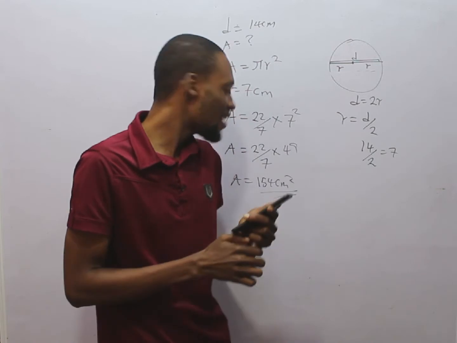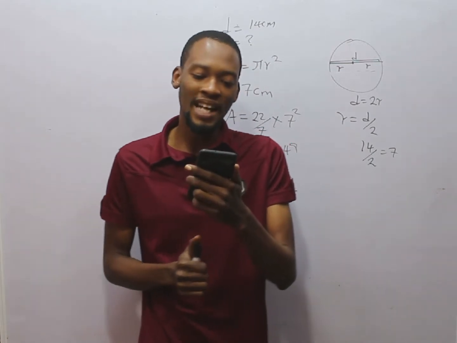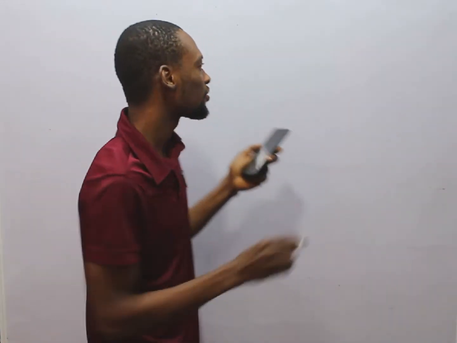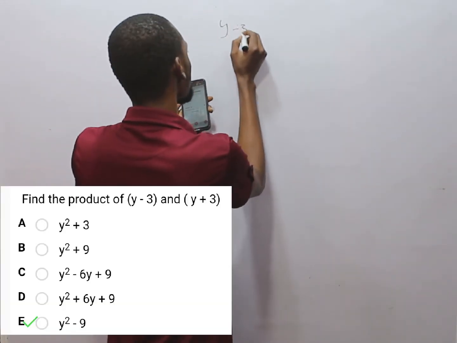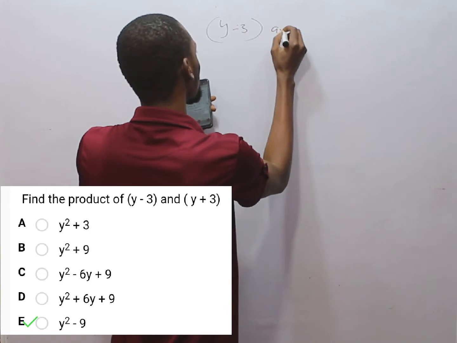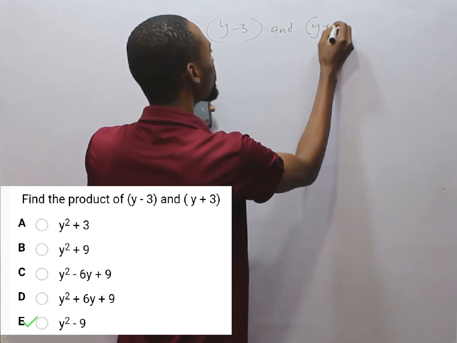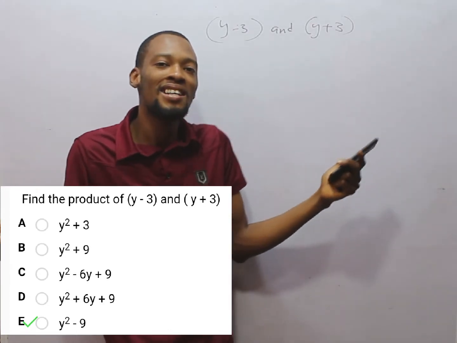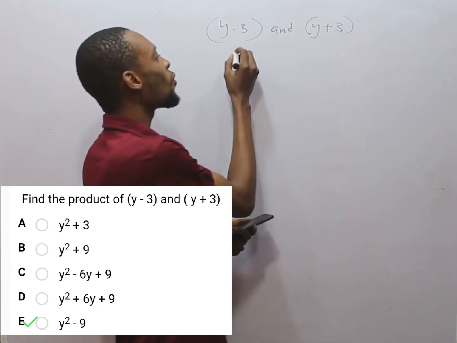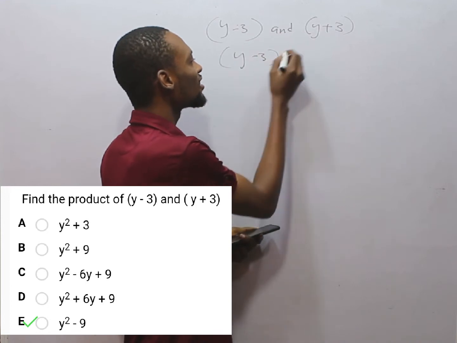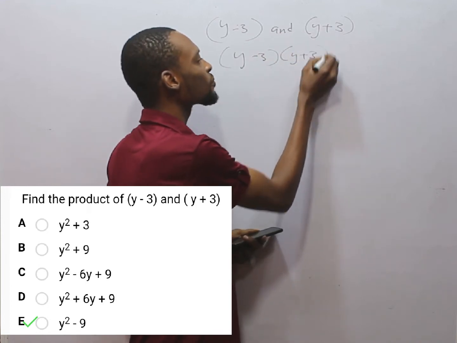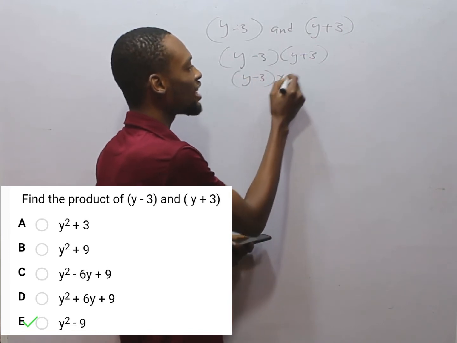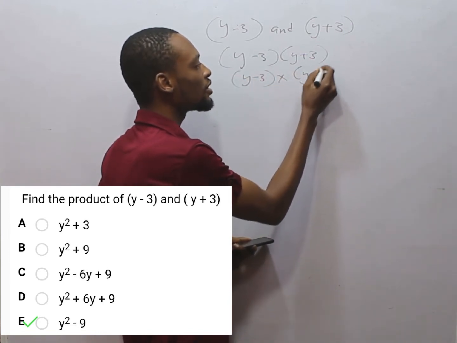That is the area of the circle whose diameter is 14 centimeter. Find the product of y minus 3 and y plus 3. Find the product simply means multiply. This is the same thing as y minus 3 y plus 3. That is the product, or y minus 3 times y plus 3.